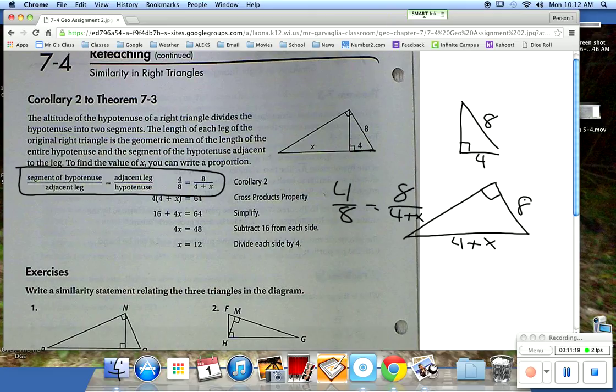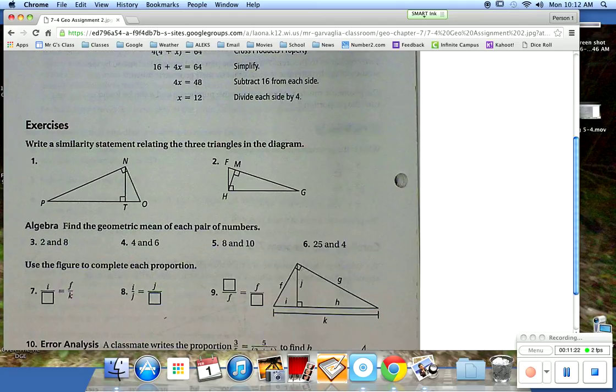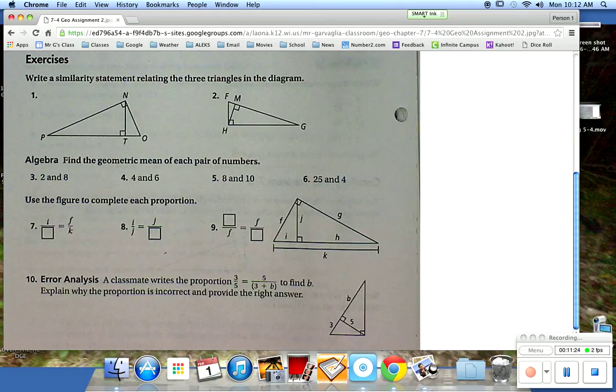Let's jump down to write a similarity statement relating the three triangles in the diagram.